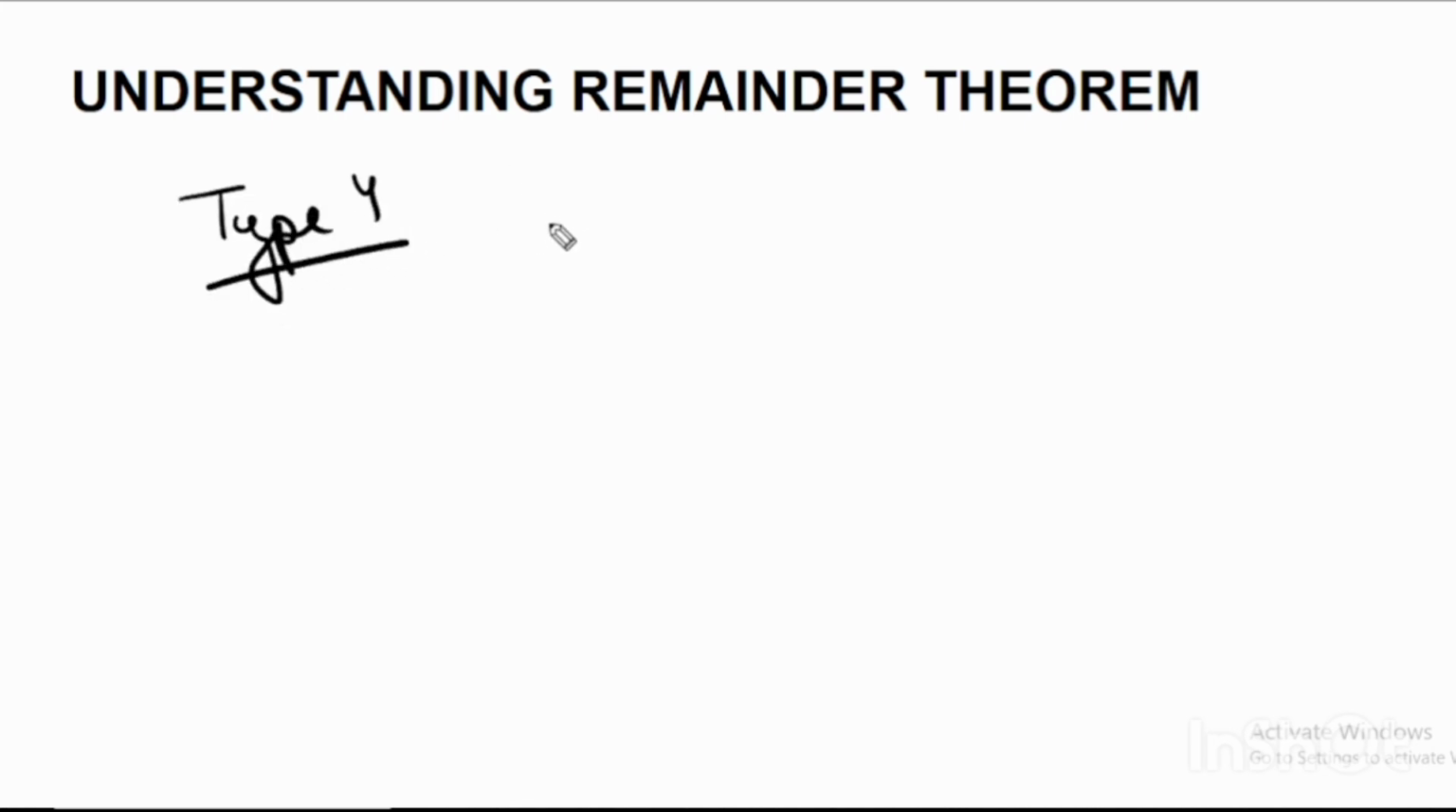Type 4 basically tells you that if you are given an expression like 290 to the power 628 divided by 17, this is your expression. Now I don't think you can multiply it out, no matter what. So what are we going to do? There is a simple thing.